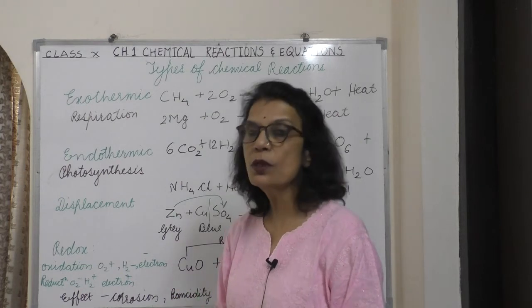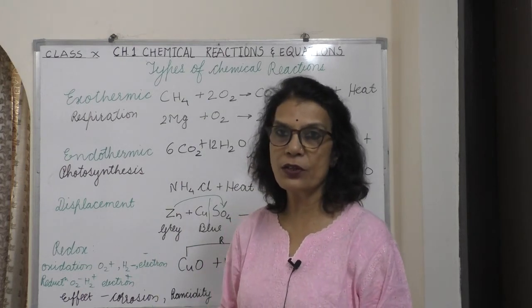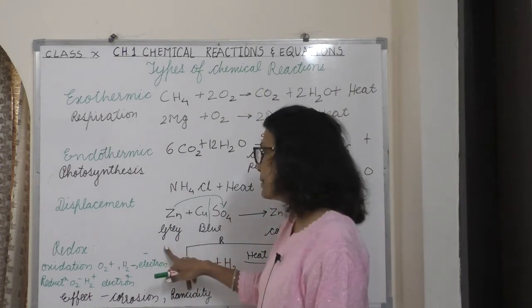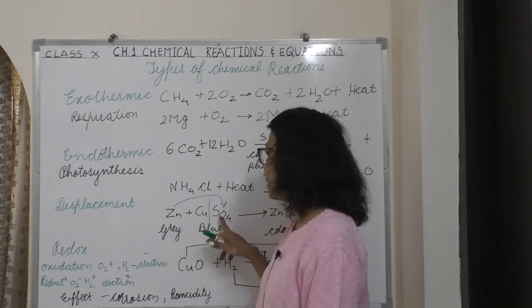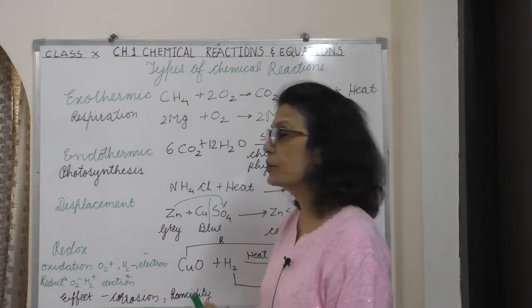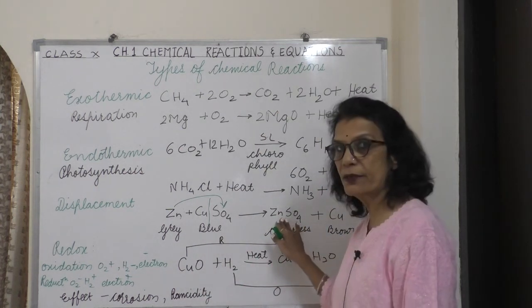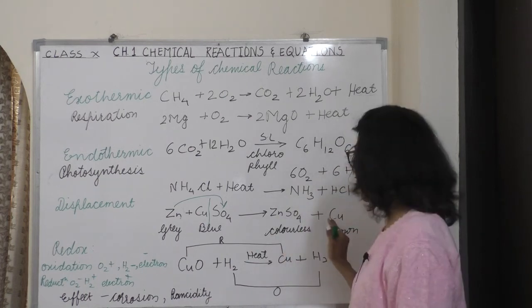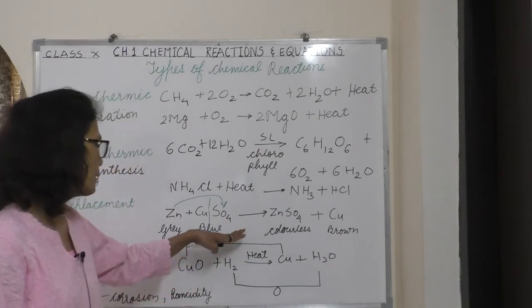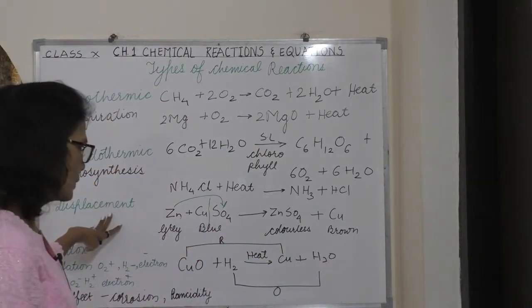Now you can observe the variation in colors. As I told you, there are 5 identifications to observe a chemical reaction. Here zinc is gray and copper sulfate is blue. After reaction, the product we are getting, zinc sulfate, is colorless, and copper is brown in color. This is how I have explained displacement reaction.